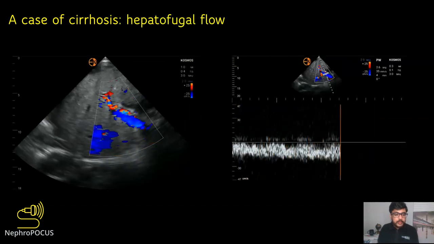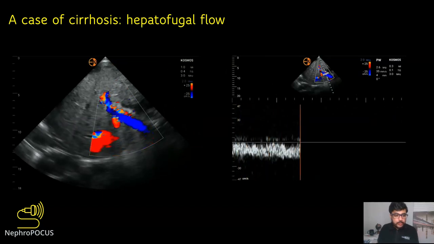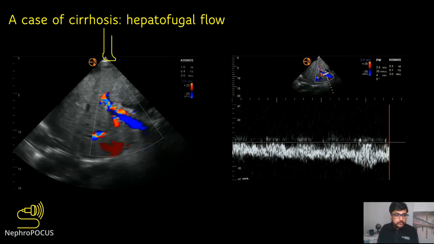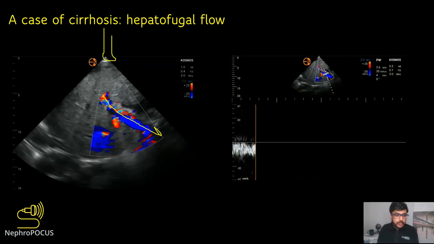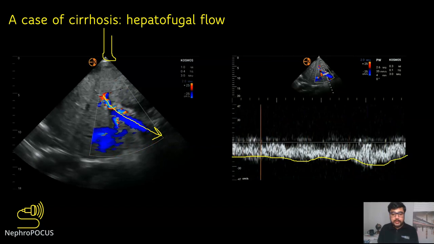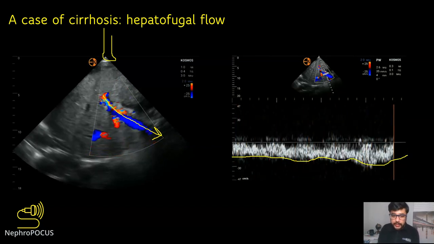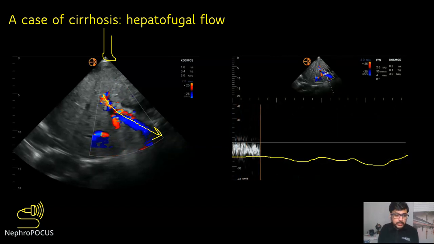And here is another case of cirrhosis where the portal vein has become completely blue because there is hepatofugal blood flow, because the blood is flowing away from the transducer completely. And here there is continuous flow, but it's below the baseline. There it doesn't tell you anything about the right atrial pressure or venous congestion. It just tells you that there is portal hypertension.